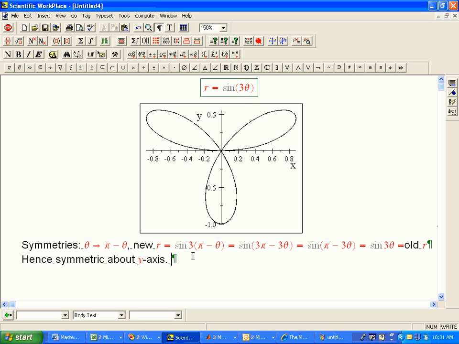Let's see. Let's take theta and replace it with theta plus 2 pi over 3. And then the new r is going to be sine of 3 times (theta plus 2 pi over 3). Okay, so that's sine of, as expected, 3 theta plus 2 pi. And that's going to be just the same as sine of 3 theta, and that is the old r.